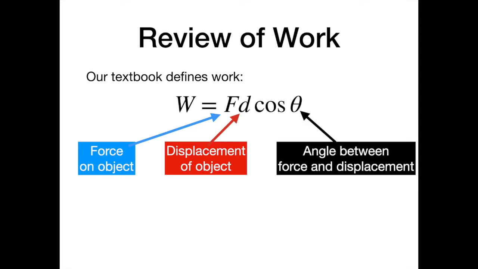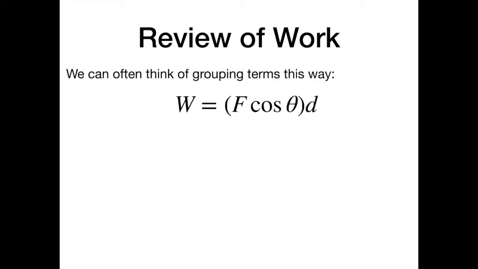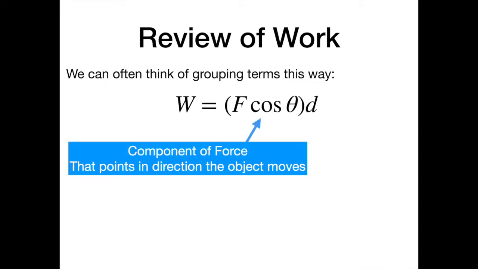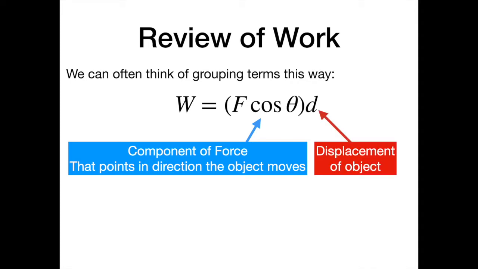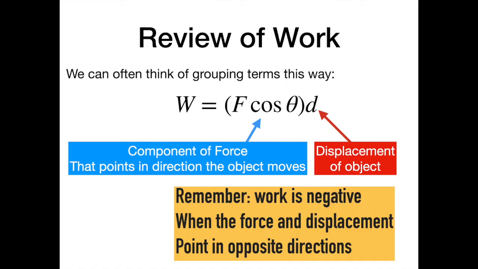of the object times the cosine of the angle between the force and displacement vectors. Now, we often think of grouping terms in this way, where we can break the force into its components and only include the component that points either in the direction that the object moves or exactly opposite to the direction that the object moves. If that component points in the same direction as the displacement, the work done by that force will be positive. And if that component points in the opposite direction, the work done by that force will be negative.